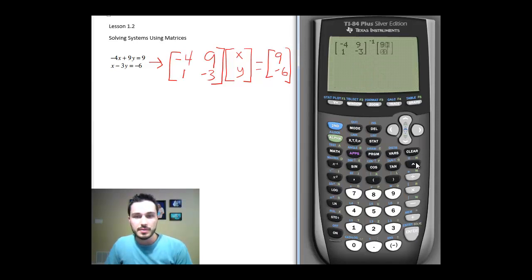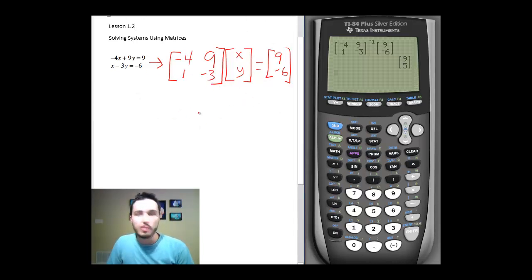Type in your numbers, and once your numbers are in, hit enter. And out comes a magnificent, magnificent thing. These are the answers. I didn't have to use elimination, substitution, or graphing. The calculator just solved it for me.